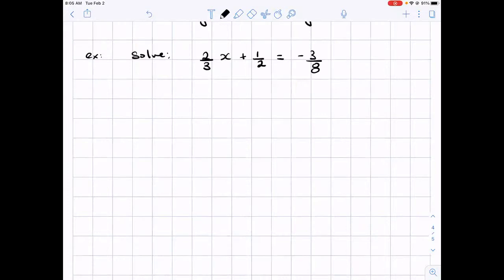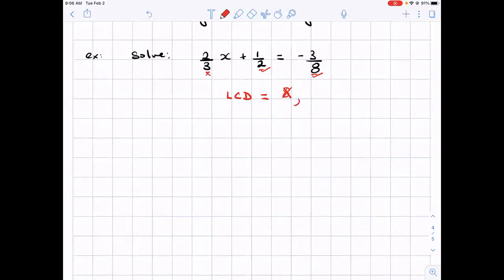And the first thing we will do to get rid of the fraction, we'll find the lowest common denominator. So pick a number that 3, 2, and 8 go into evenly, okay? And that number has to be bigger than 8. So let's say we try 8. 8 is divisible by 8. 8 is divisible by 2, but 8 is not divisible by 3. So 8 is not that number.